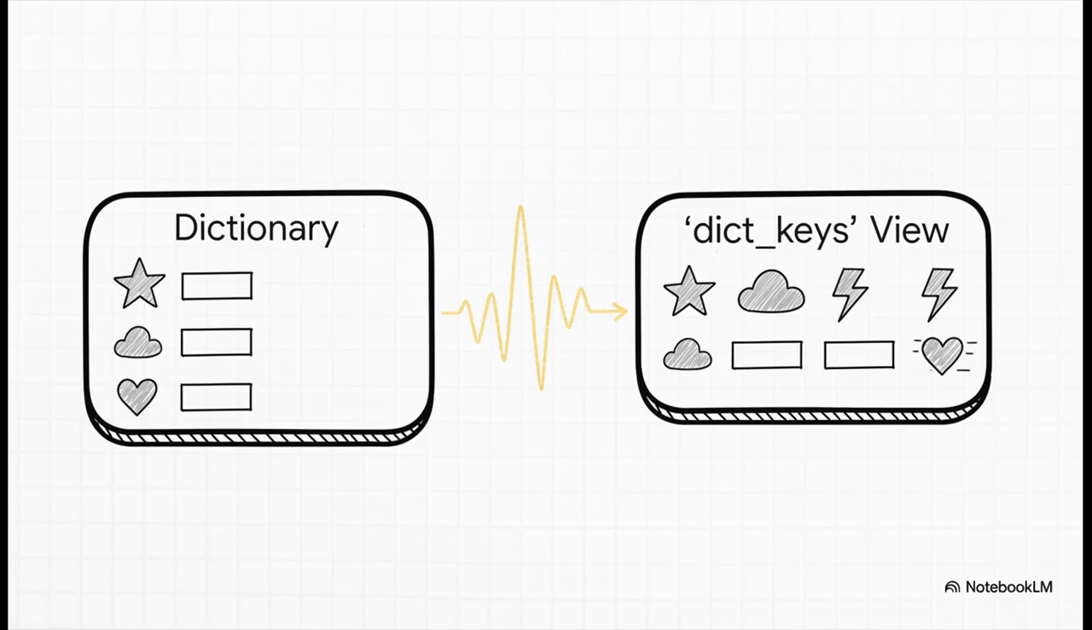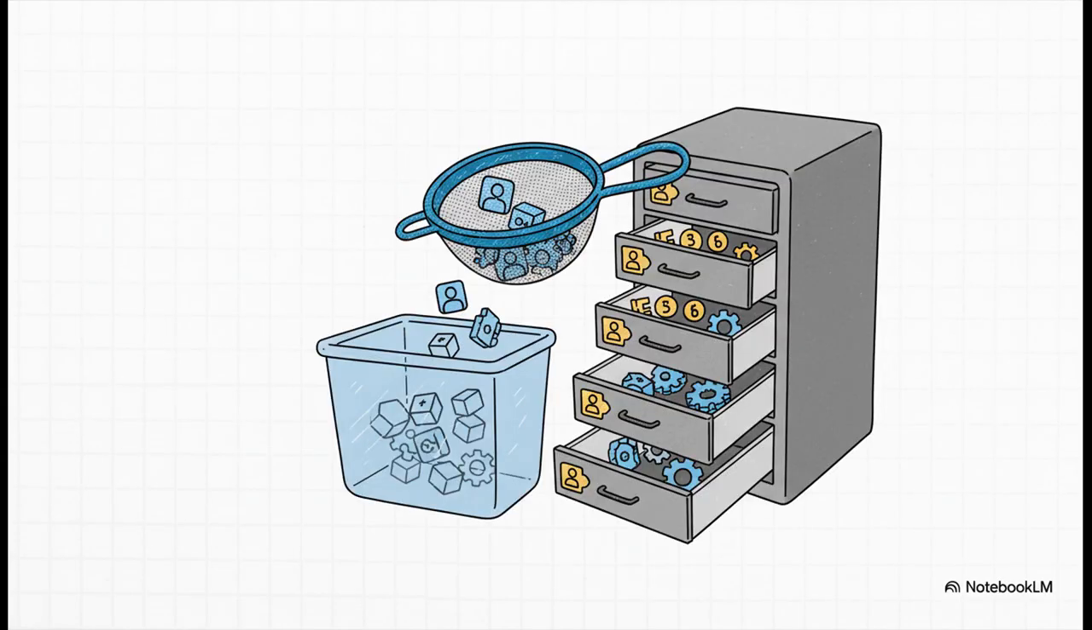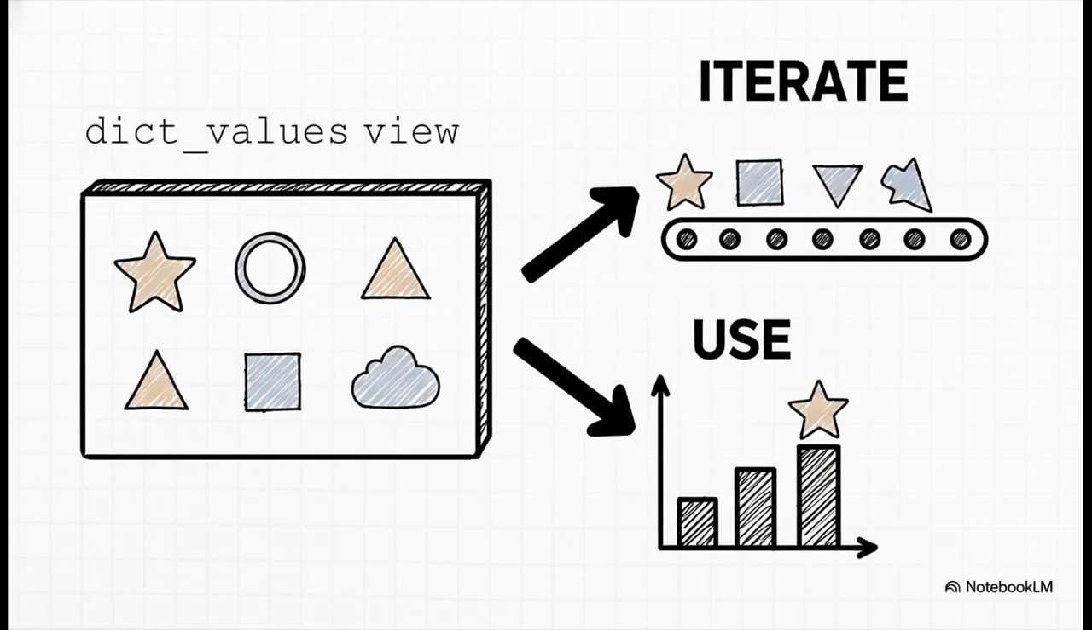Pretty neat, huh? In the same way, if you only care about the values, the actual data, you can use the .values method. This will scoop up all the values from the dictionary for you, no matter what their keys are. And just like with keys, we get another one of these view objects, this time called dict_values. It's holding all the pieces of information we stored, ready for us to use or loop over in our code.